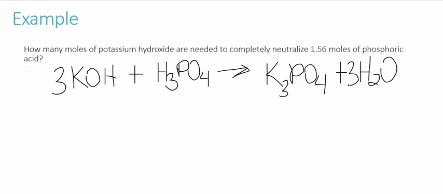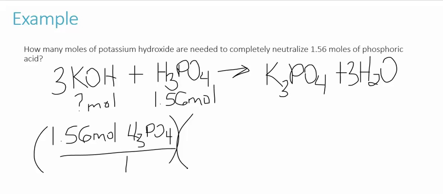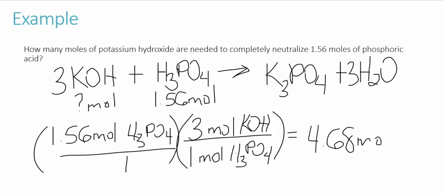I have 1.56 moles of phosphoric acid. I want to know how many moles of potassium hydroxide. So once I have the balanced equation, I start with the 1.56. I'm already in moles, so I'm going to do the mole-to-mole ratio. There's 1 mole of H3PO4 for every 3 moles of KOH. So the amount of potassium hydroxide to neutralize is 4.68 moles of the base needed to neutralize the acid.